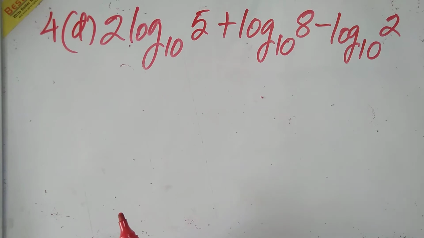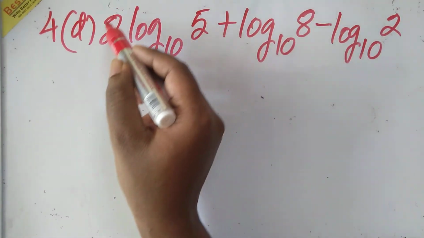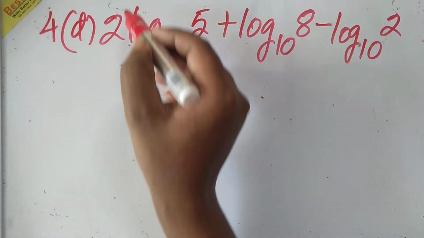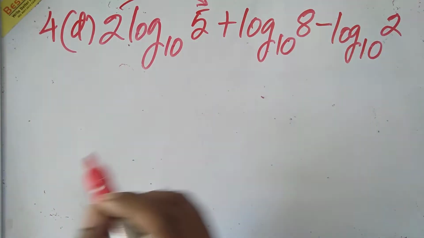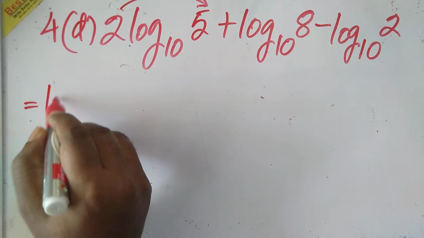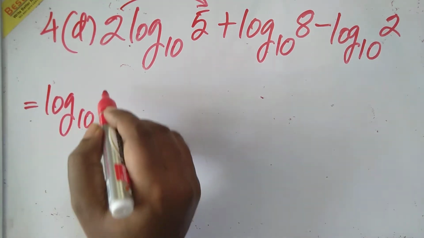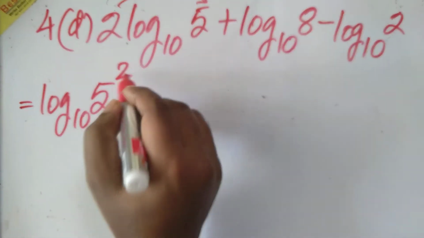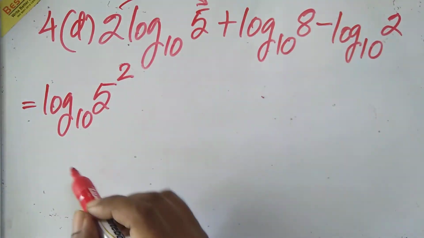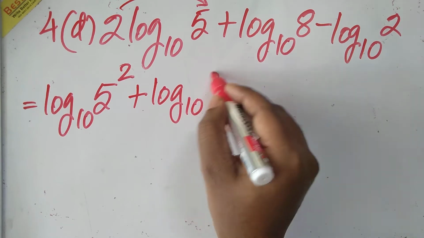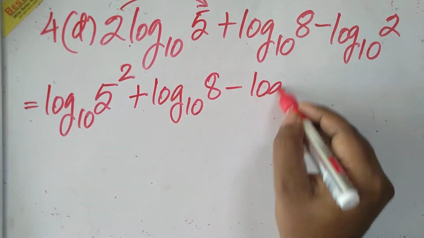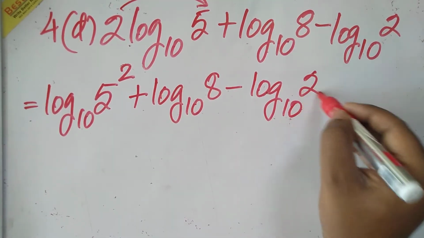Now we have learned, I hope you remember the three fundamental laws of logarithm. Whenever there is an exponent, we write the number before the log. So in this case, we'll write the number before the log as an exponent. So this is how we'll be writing it. Log 10 5 square. See, 2 is written as an exponent of 5, and the rest we will write as it is, log 10 8 minus log 10 2.